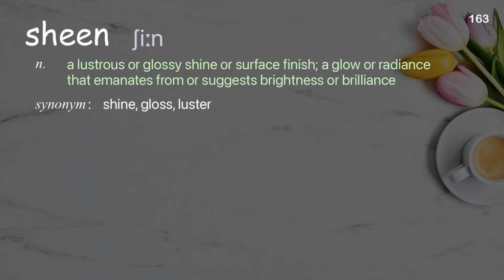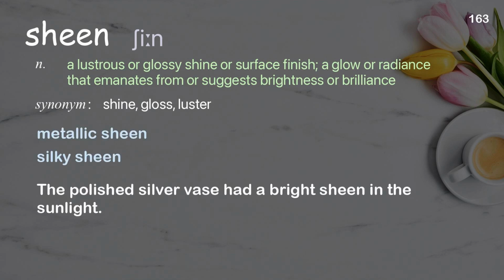Sheen. A lustrous or glossy shine or surface finish, a glow or radiance that emanates from or suggests brightness or brilliance. Examples: Metallic sheen, silky sheen. The polished silver vase had a bright sheen in the sunlight.